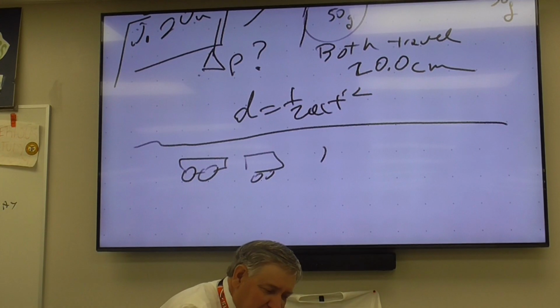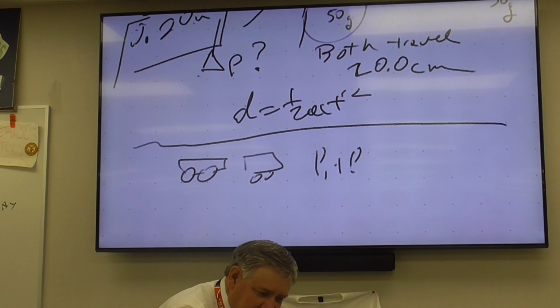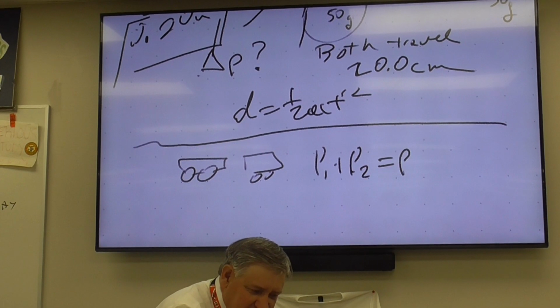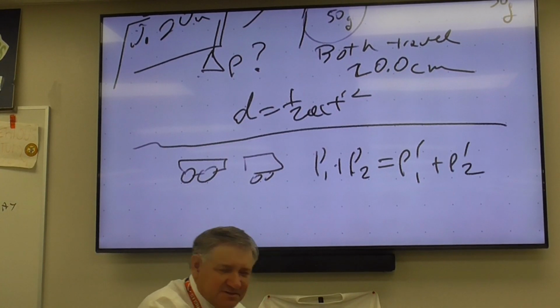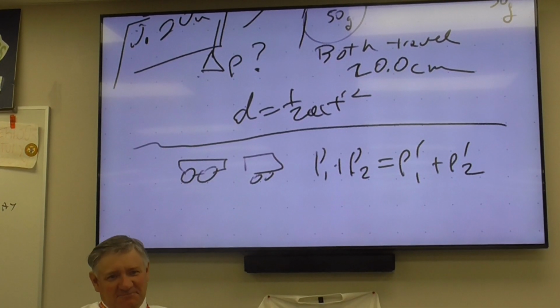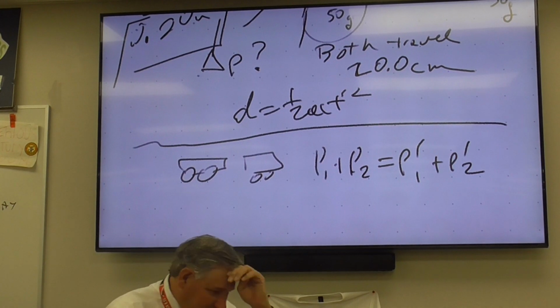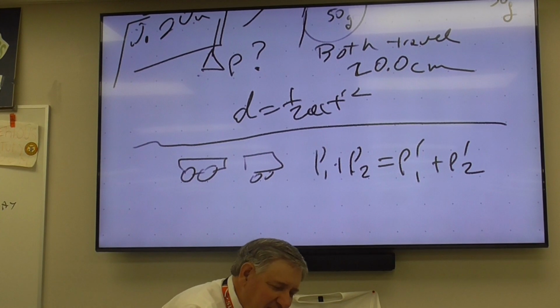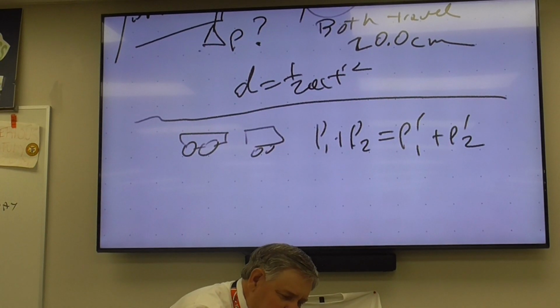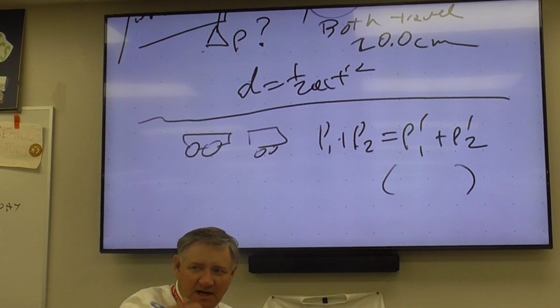So how about the momentum of 1 plus the momentum of 2 equals the new momentum of 1 plus the new momentum of 2, right? So they all start that way, true? Now, if they stick together, what can you do over on this side?